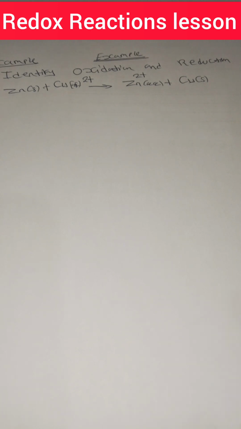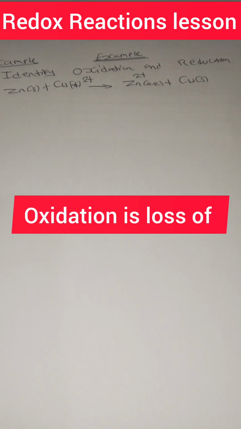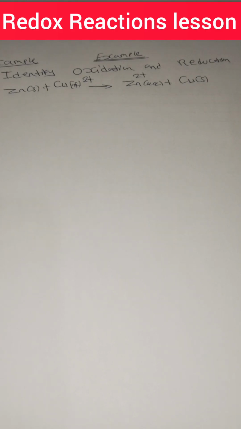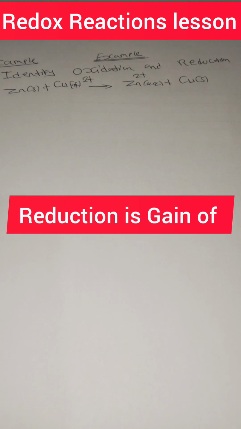When you are talking about oxidation, oxidation means loss of electrons. Are you getting the point? Oxidation means loss of electrons, and because electrons are negatively charged, when we are talking about oxidation, it's loss of electrons, which means it's gaining positive charges, which are protons. When we are talking about reduction, it's gain of electrons.